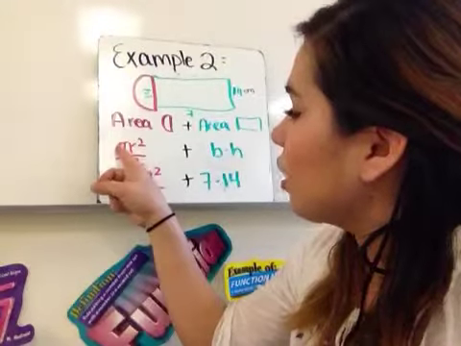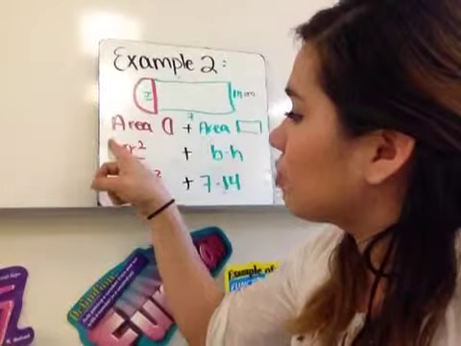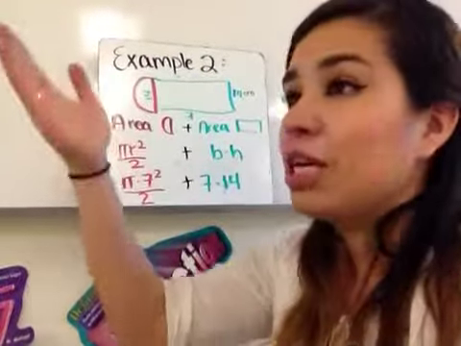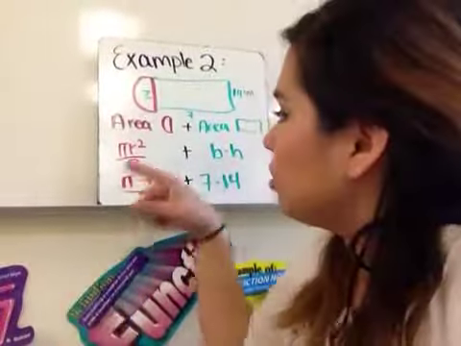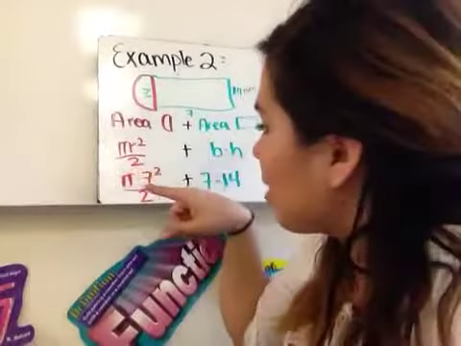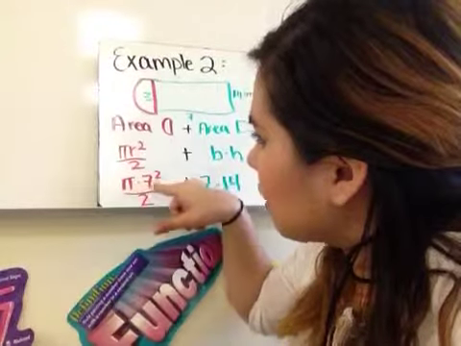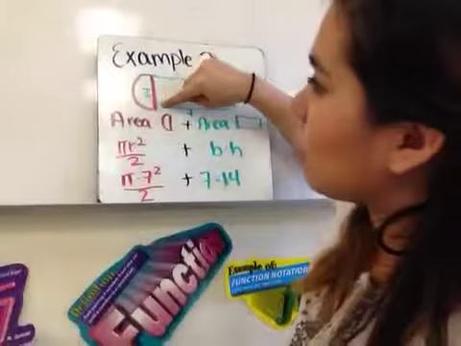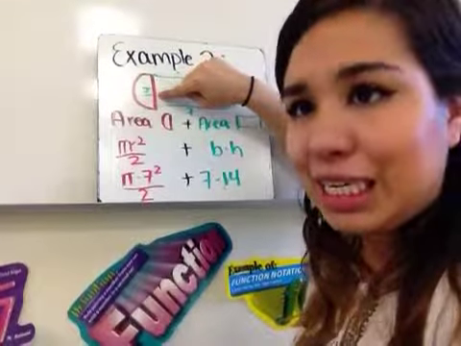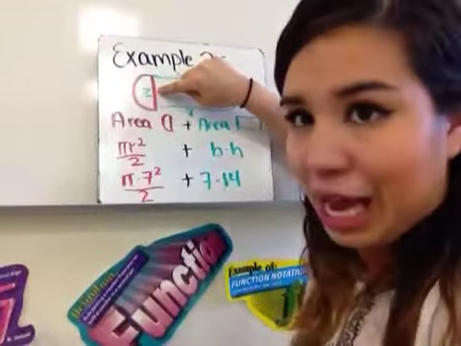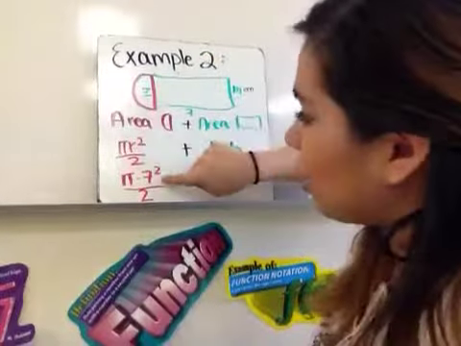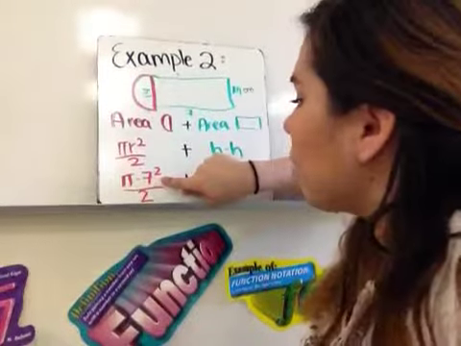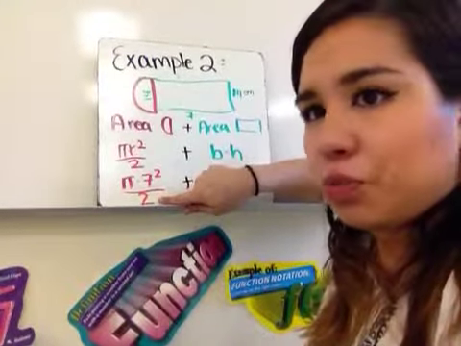The formula for the area of a circle is pi r squared. To get half of a circle, I'm just going to divide by 2. So I get pi times 7 squared over 2, because remember, here my diameter is 14. The radius would be half, so it'd be 7. So I put that in here, 7 squared, and I'm going to be dividing by 2.